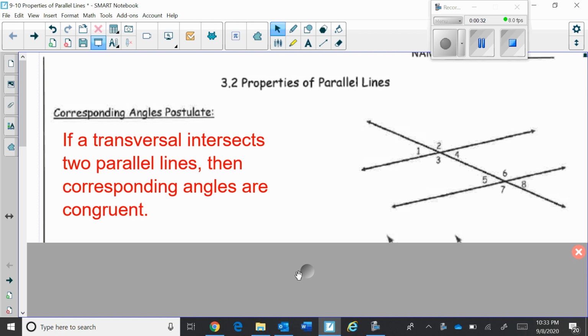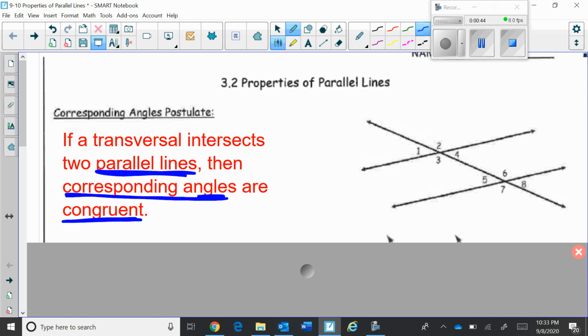All right, so it says if a transversal intersects two parallel lines, that's important, then the corresponding angles are congruent. So that's the relationship. If you've got parallel lines, corresponding angles are congruent. Let's practice identifying our corresponding angles. Angle 1 is going to be congruent to angle 5. That is going to be our relationship there.